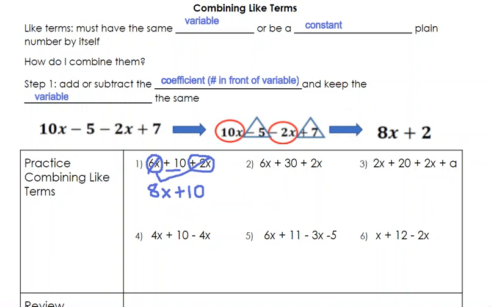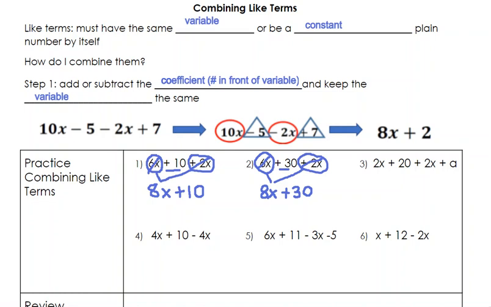All right, let's try number 2. I have 6x plus 30 plus 2x. Well, I have 6x and that plus 2x. I can combine those because they both have an x. 6 plus 2 gives me 8, so that will give me 8x. And what's left over? I have this plus 30. Well, that plus 30, it does not have an x, so I can't combine it. So I'm just going to bring it down, and it's going to be 8x plus 30.